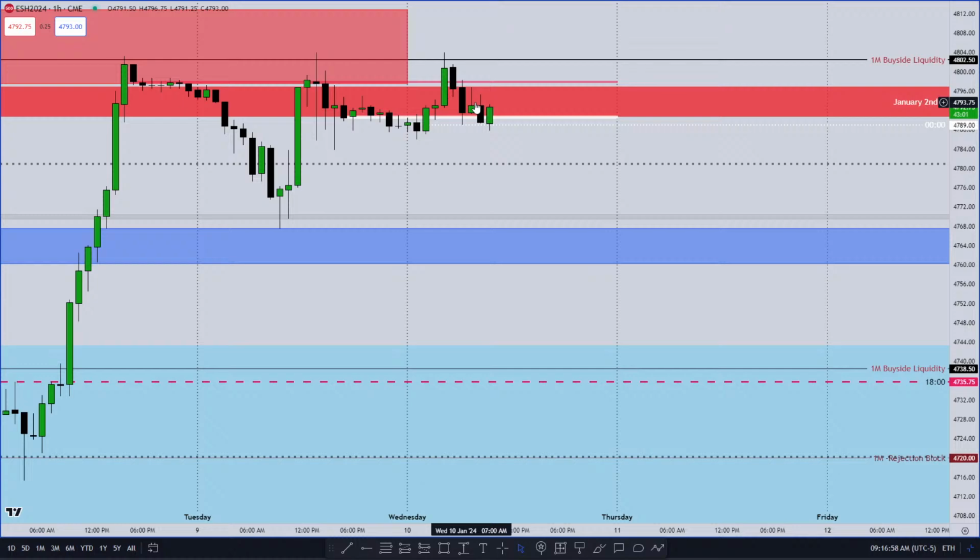Not perfect, but it doesn't have to be. It just kind of looks like it, I guess. Even though we've closed above it, we came back down and then we closed below here, and now we're coming back up. So let's see what happens at the 9:30 open.